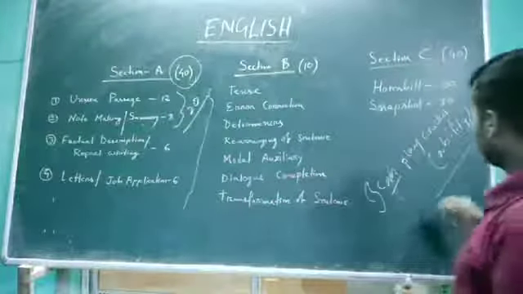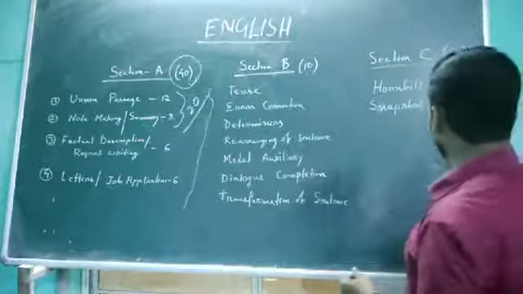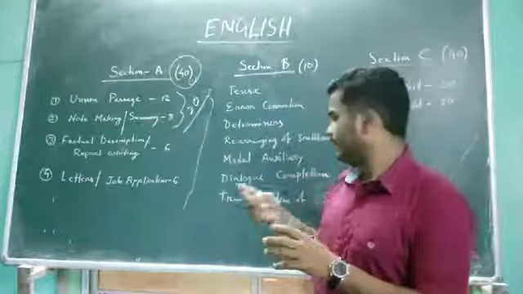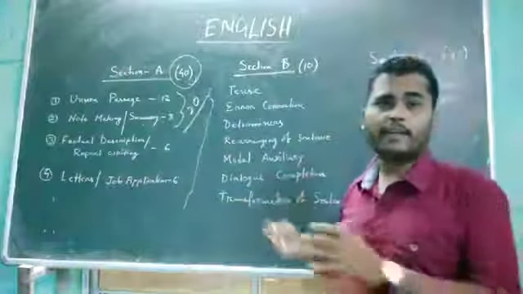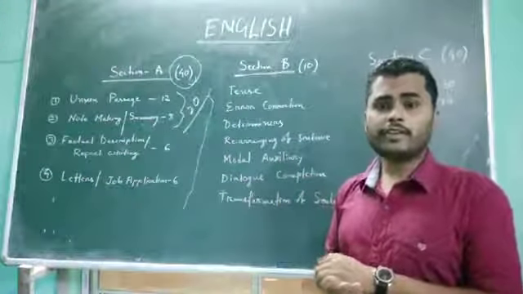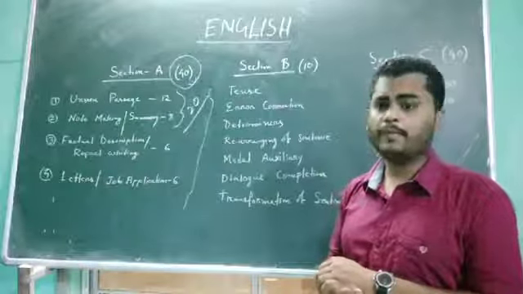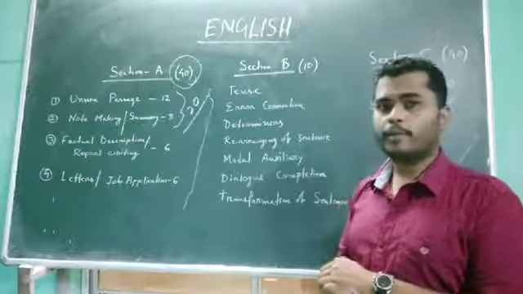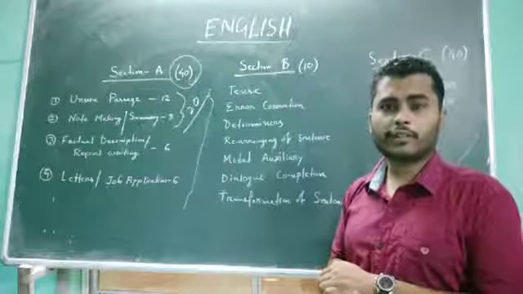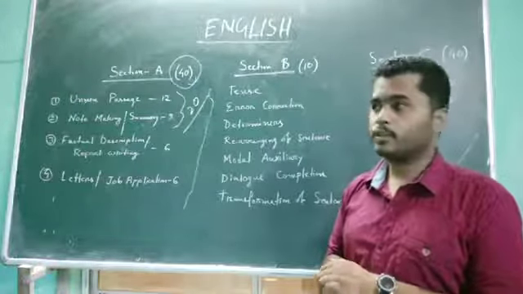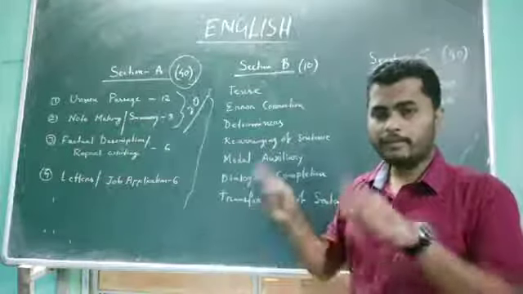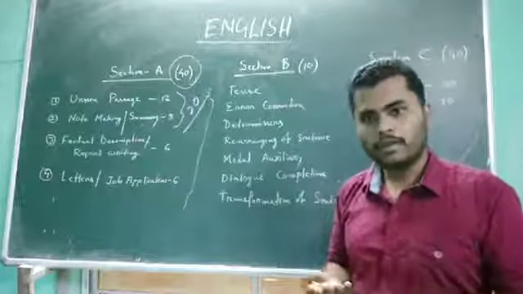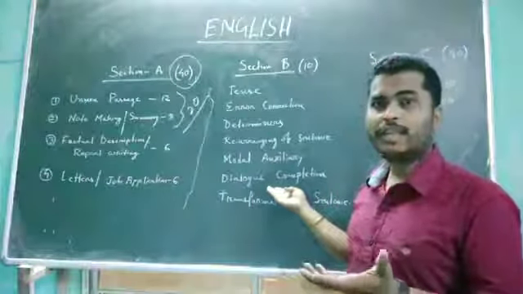In this way you will be given some modal auxiliaries in the question paper. Then dialogue completion. What is dialogue completion? There will be a conversation of two persons, and there will be some gaps in that conversation. So we'll have to put some appropriate words in that conversation of the two persons. Suppose: dash are you, and within brackets it will be given how, who. So what will be the answer? How are you? So this is called dialogue completion.